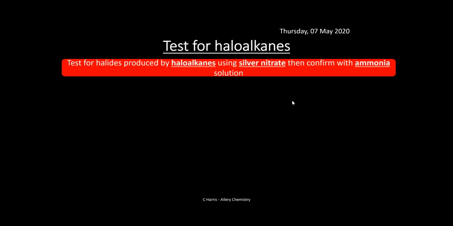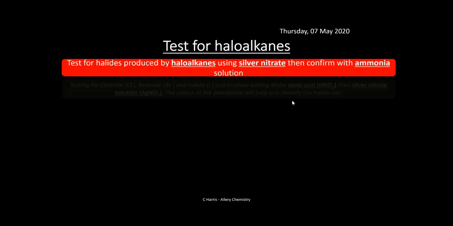Okay, so how do we test for haloalkanes? Testing for haloalkanes uses silver nitrate, and we confirm this with ammonia. And you'll see how this works. I've got a diagram here to show you. You might have done this practical as well, and if you have, you'll know it's really difficult to distinguish between the colours. So ammonia is used, but we'll go into the detail now.